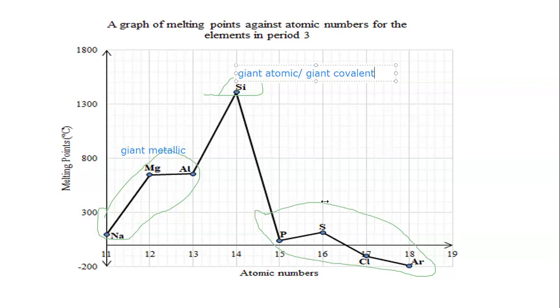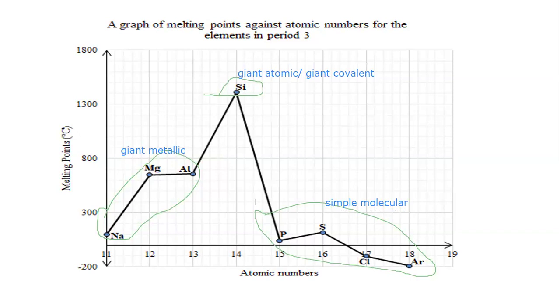The structure in these ones is a simple molecule. Simple molecule. So we use structures when describing the trends in melting points and boiling points of periodic elements. You are going to describe this one independently, this one independently, and this one independently also.